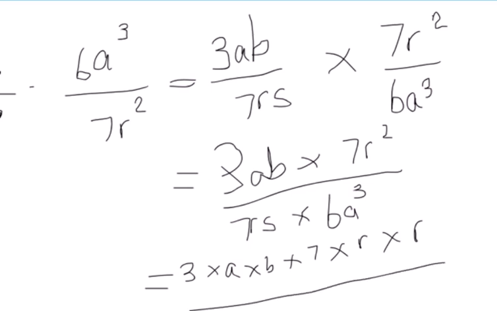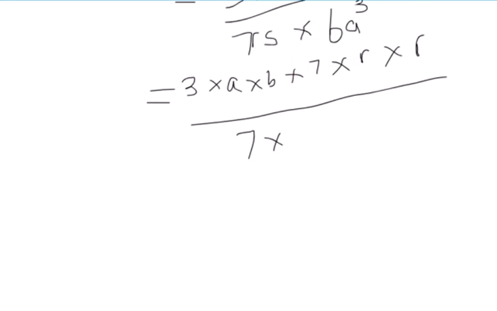Alright? So it's going to be 7 multiplied by r multiplied by s multiplied by 6 multiplied by, what is a to the power of 3? a multiplied by a multiplied by a. Good. Now we can look to see what can we cancel off, what can we divide.